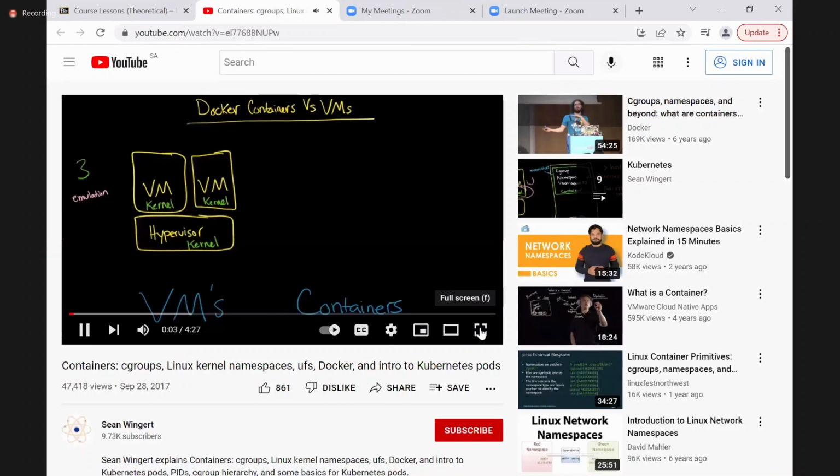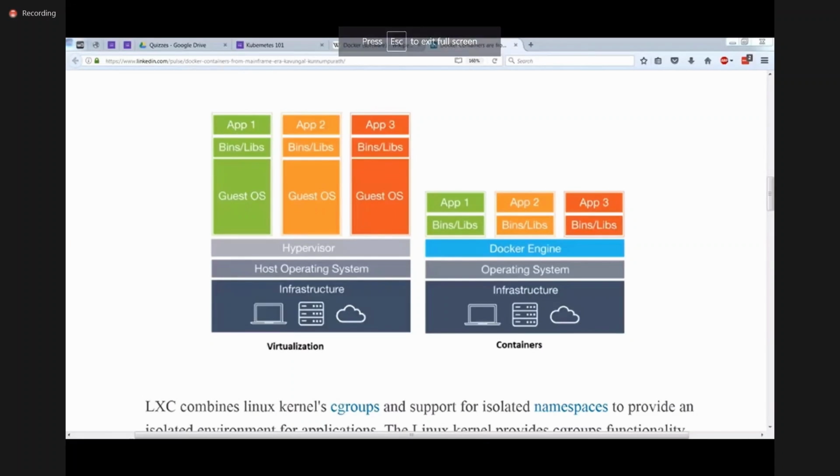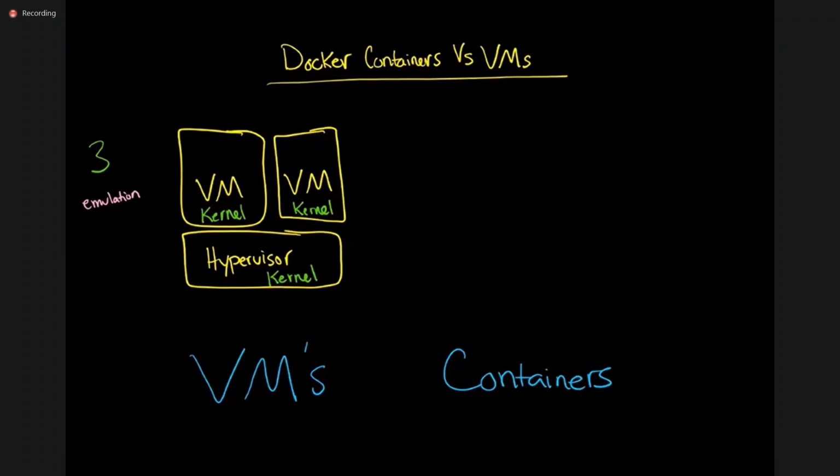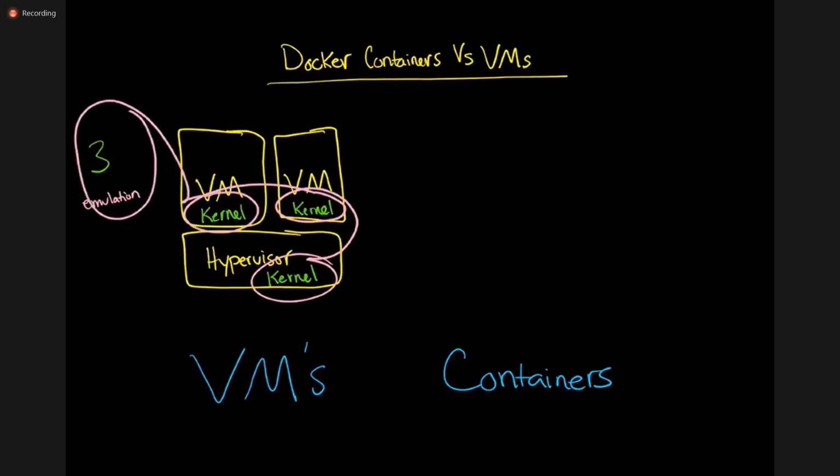Between VMs and containers. And you know that this is the overall architecture. So you install an operating system, that's your hypervisor, and it runs multiple VMs. But you pay a performance premium here because you have one kernel here, another one here, and another one here, giving you 3 separate kernels.